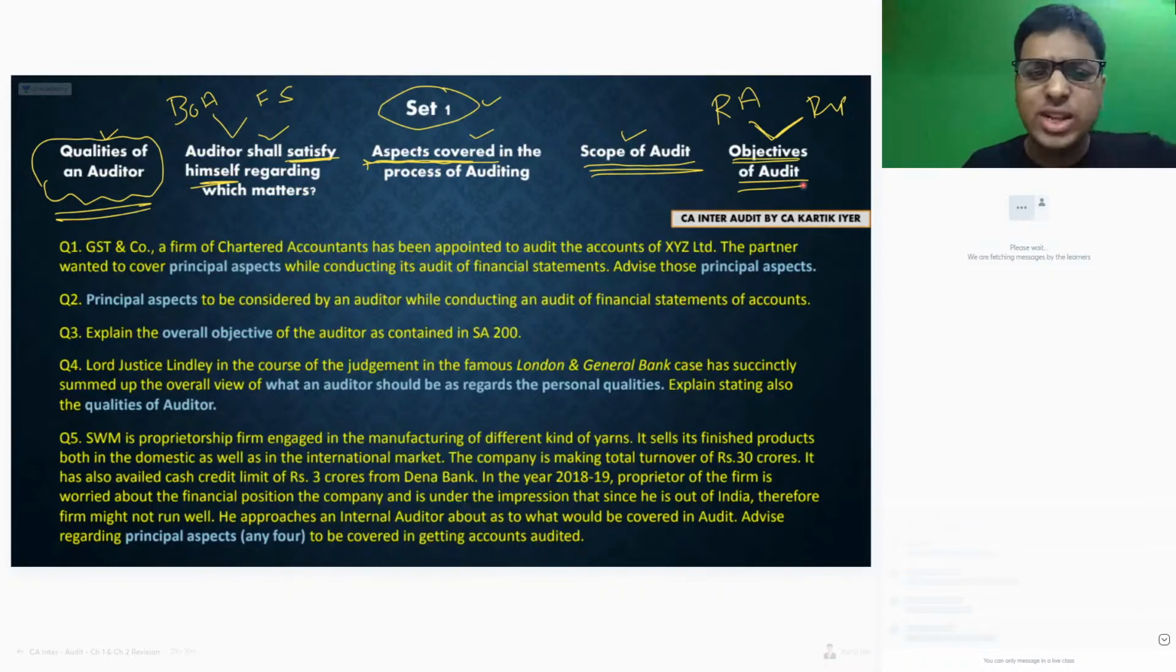Okay. Now let's see. First question. GST and Company, a firm of chartered accountants, has been appointed to audit the accounts of XYZ Limited. Okay. So GST is a CA firm. They have been appointed to do the audit of XYZ Limited. Okay. The partner wanted to cover principal aspects. See what word they have used. Principal aspects while conducting its audit of financial statements. Advise those principal aspects.